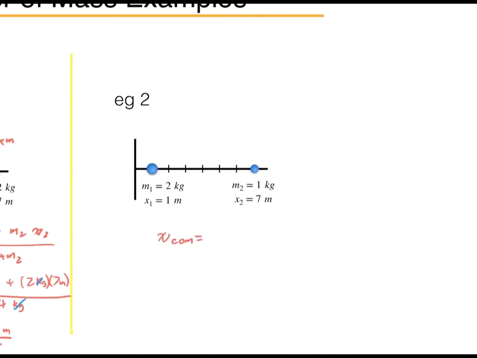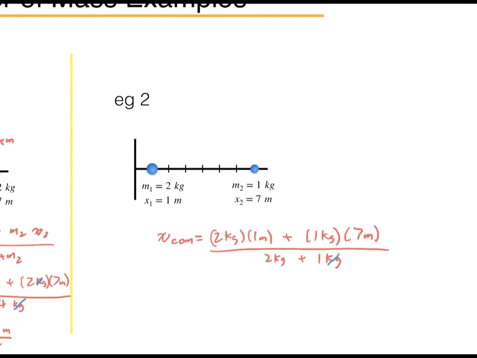So for this one here, we can calculate the center of mass, right? It's going to be m1 times x1. So m1 is 2 kilograms, x1 is 1 meter, plus m2 x2. So m2 is 1 kilogram, x2 is 7 meters, divided by the sum of the two masses. So it's going to be 2 kilograms plus 1 kilogram, right?